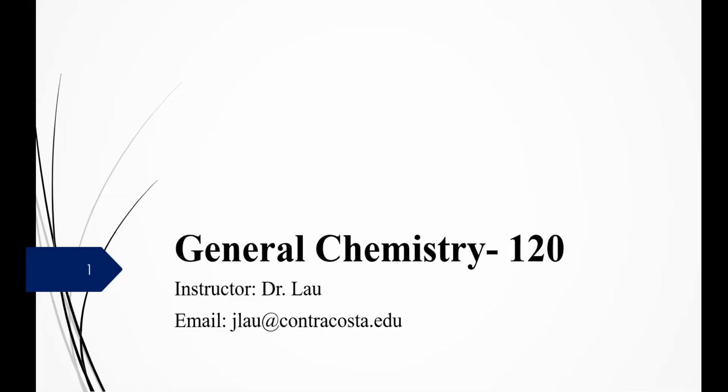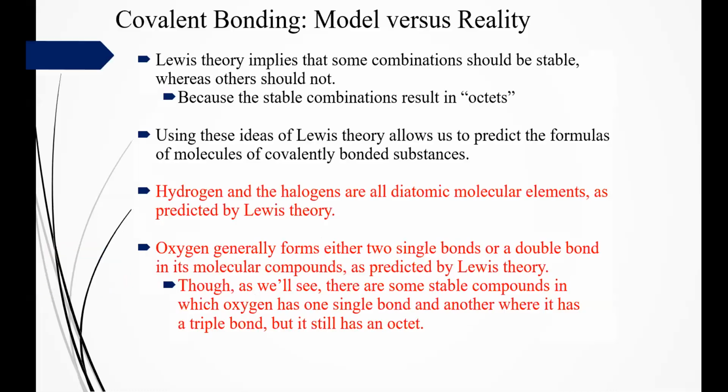Okay, this is the second slide pack for our chapter 9 on Lewis structures. What we finished last week was we started to draw Lewis structures for covalent bonds. I wanted to talk a little bit about why this is good for covalent bonds and why it might struggle, so where our Lewis theory model might be limited versus our reality.